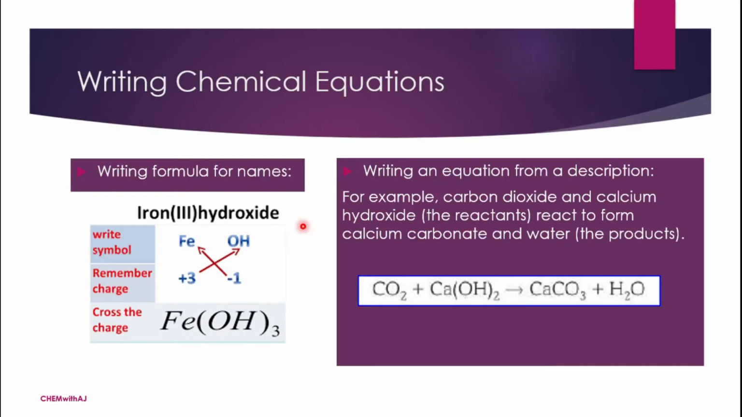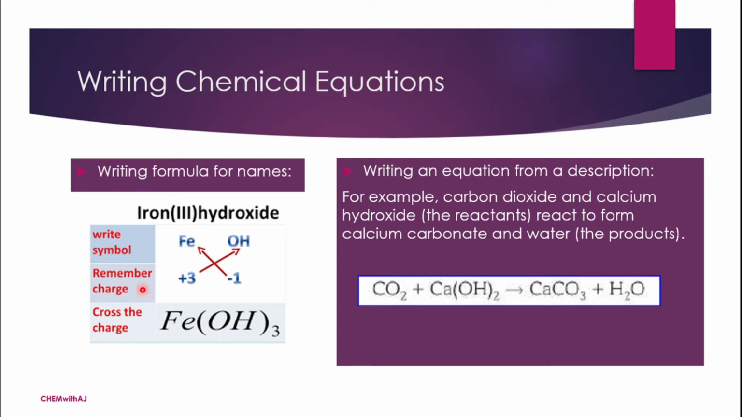So when we start off topic 1B, we have to be able to write chemical equations. The basic in that is we have to be able to write formulae for names. For example, I took here iron 3 hydroxide. The first step we have to do is write the symbols. So iron we know is Fe, hydroxide is OH. So we write those down.